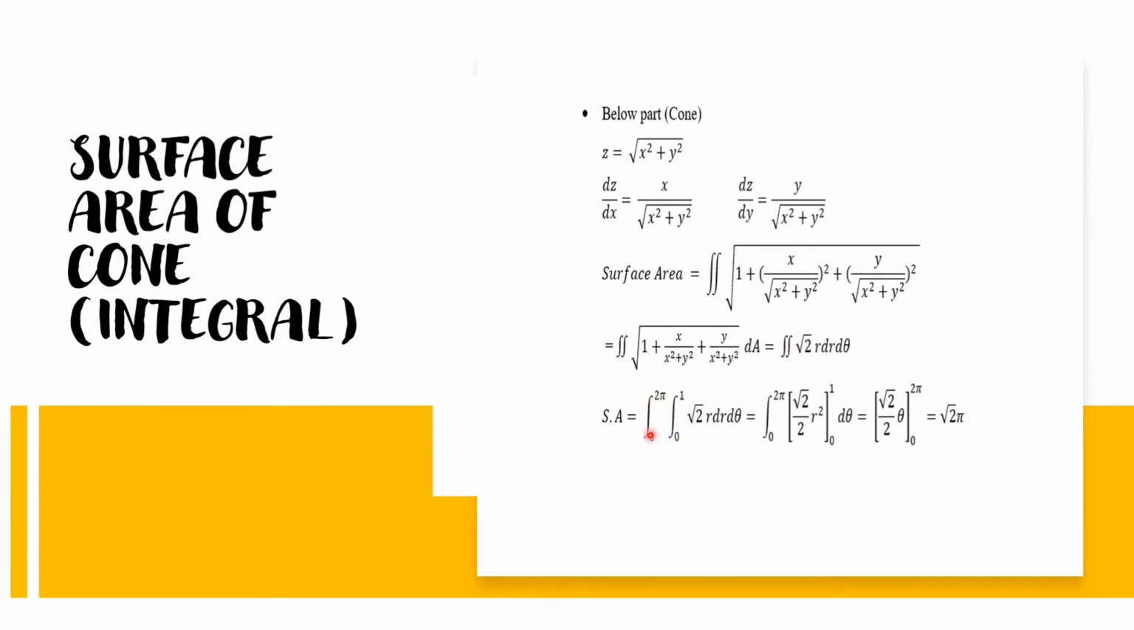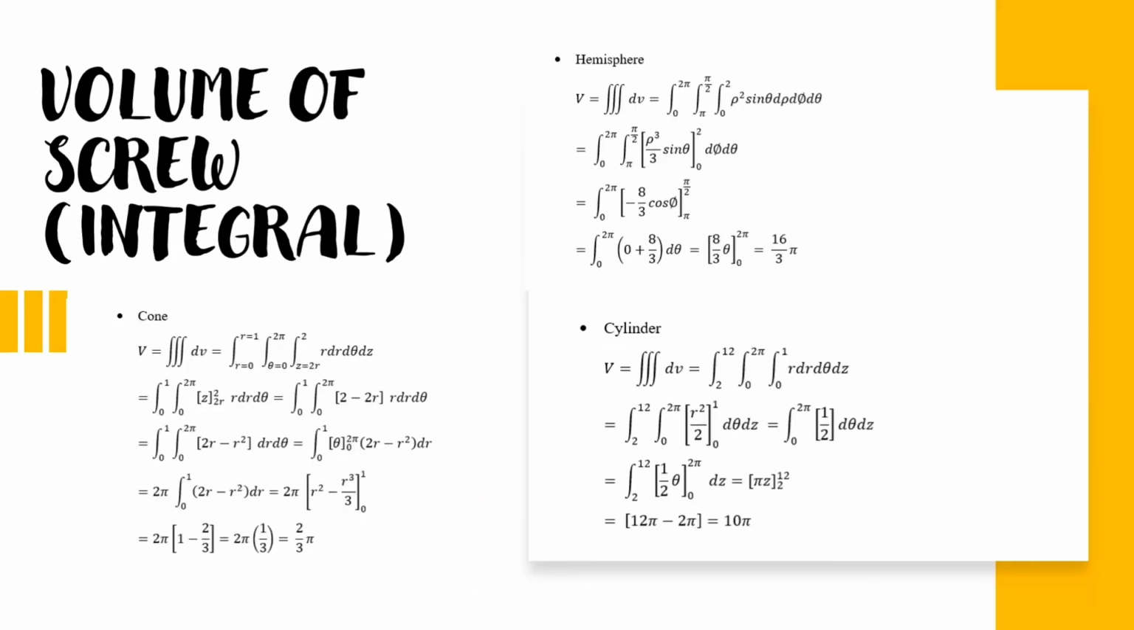And then, the cone height is 0 to 1. The radius is 1. And then we integrate in terms of r first, and then we integrate in terms of d theta. And we got square root 2 pi. Next is the volume of the solid, integral part.